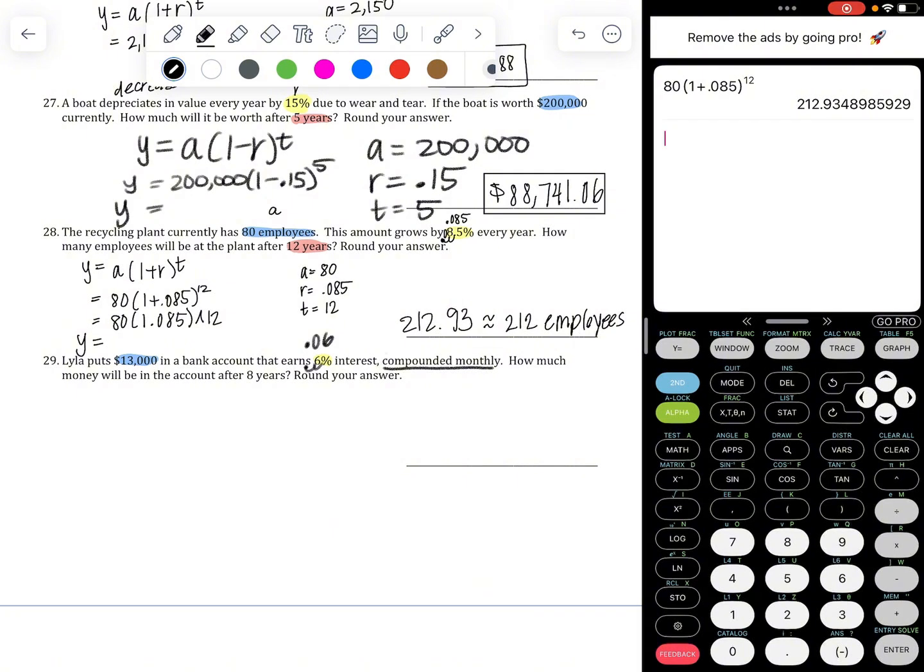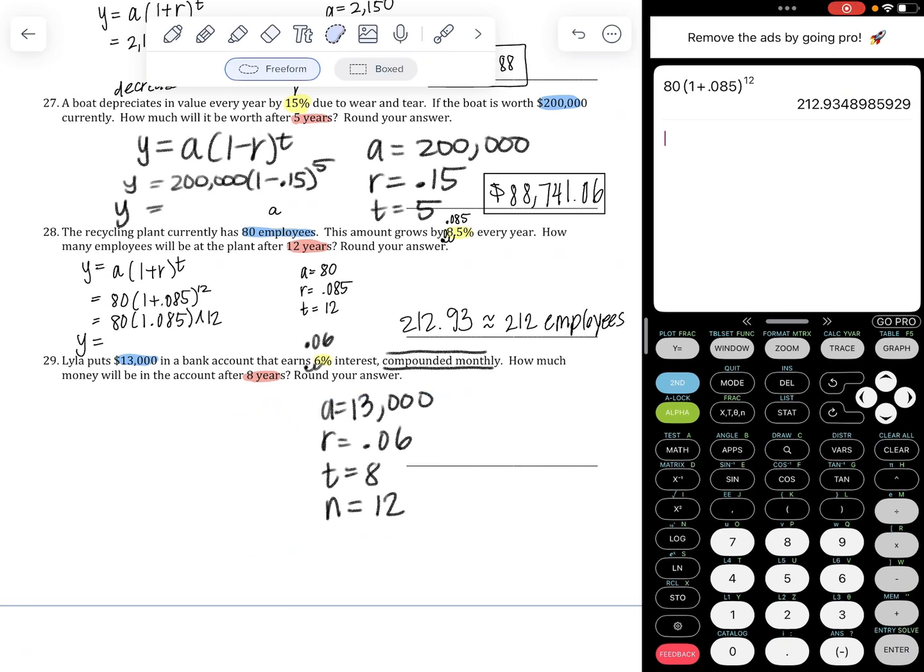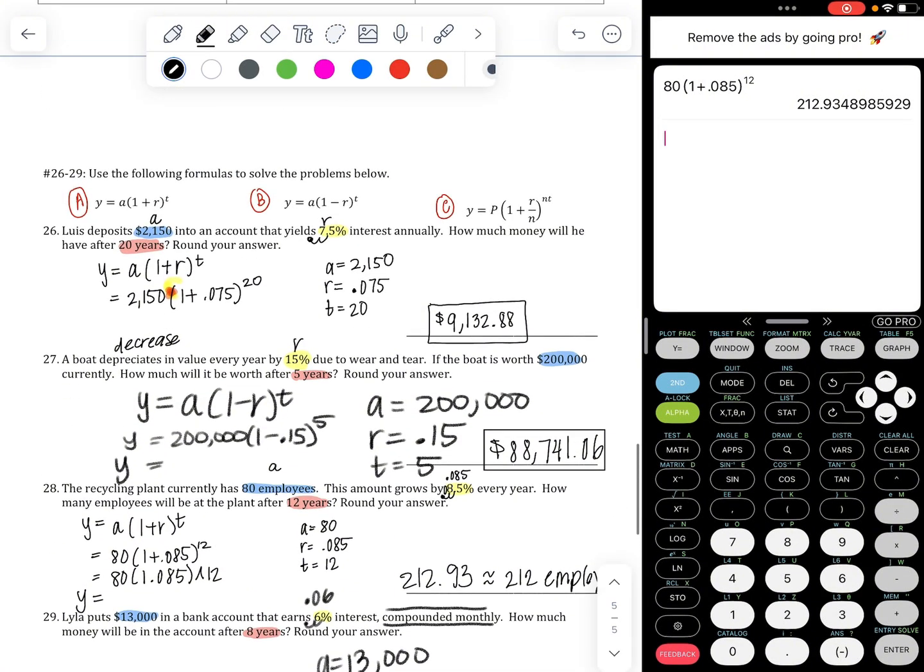Okay, so that word compounded, we're going to use the last formula. How much money will be in the account after 8 years, and that is our time. So lots of the same information, but just the keyword. So A equals 13,000. Our rate is 0.06. Our T is 8. And then our number of times compounded, since it's monthly, N equals 12. Okay. So let's move that over there. Let's plug it into our formula, which for compounded is the last one.